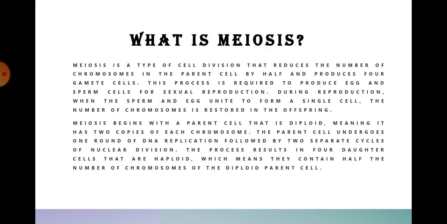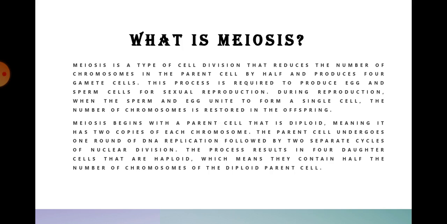What is meiosis? Meiosis is a type of cell division that reduces the number of chromosomes in the parent cell by half and produces 4 gamete cells. This process is required to produce egg and sperm cells for sexual reproduction. During reproduction, when the sperm and egg unite to form a single cell, the number of chromosomes is restored in the offspring. Meiosis begins with a parent cell that is diploid, meaning it has 2 copies of each chromosome.